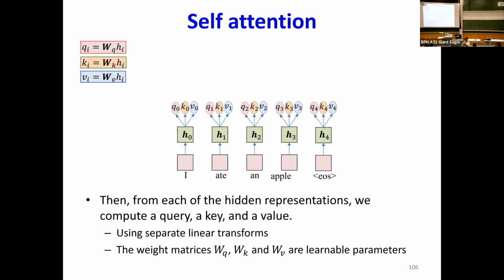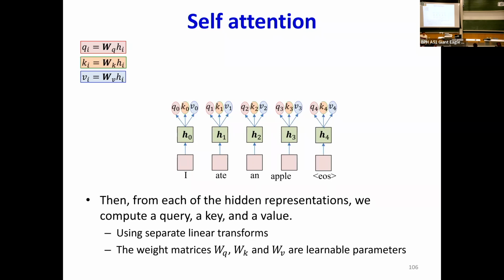What's V0 in this case? So what's the value? H0 is being projected to V0 by multiplying by WV, right? Okay. We have these 3 projections over here. Then how are we using the value? How are we using the value in the previous attention framework?